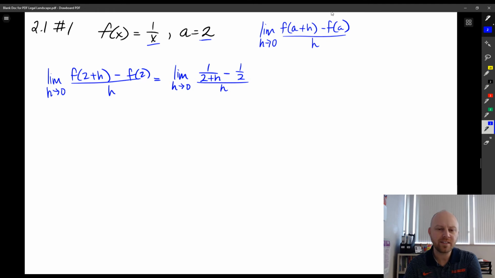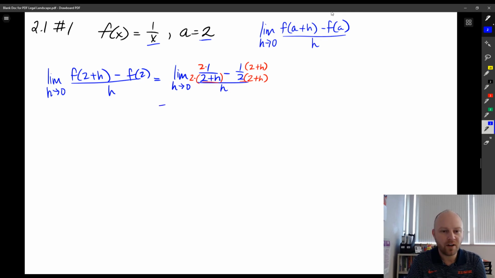So to simplify this limit, we want to perform the subtraction in the numerator of the two fractions, and to do that, we'll need a common denominator. The common denominator is just the product of 2 plus h times 2, so the 2 plus h in the first denominator gets multiplied by 2. The 2 in the second denominator gets multiplied by 2 plus h. And so we do the same thing to both numerators as well.